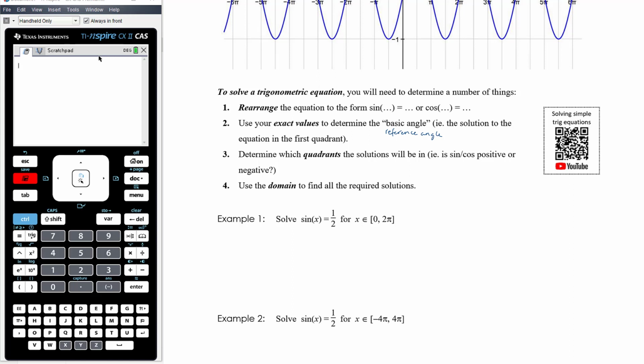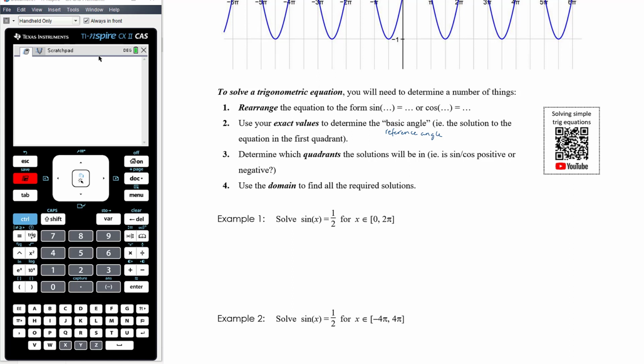And then thinking about, okay, what are those angles related to pi on 4? What is that angle in the third quadrant? What is that angle in the fourth quadrant? Whatever it might be. And then we need to use the domain to find all the required solutions. Now it's this fourth step, thinking about the domain, that gets much more complicated when our equation gets more difficult, so we're just starting off with these very simple equations.